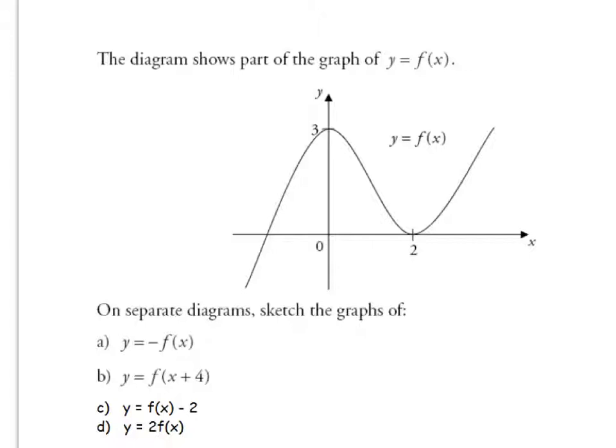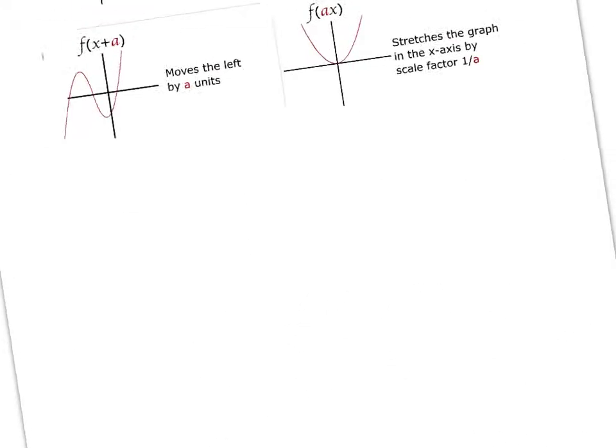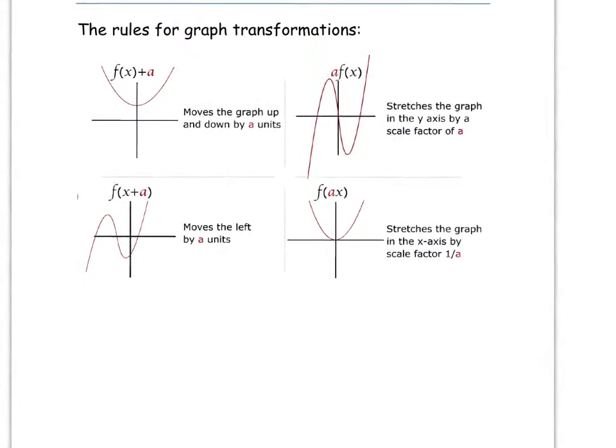y equals minus f of x. And they want you to identify what would happen to these key points here. So, what would happen at 3 and what would happen at x equals 2. So, let's go back to the top and look at what the 4 different graph transformations are.